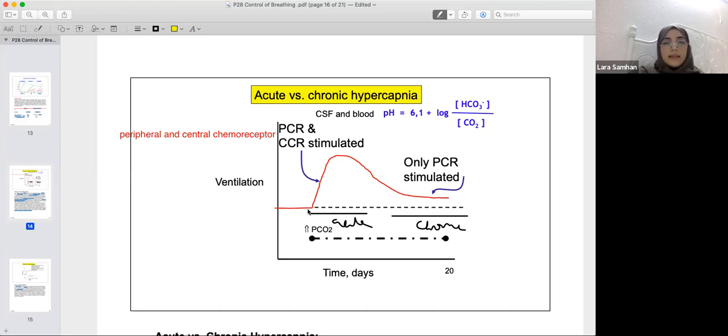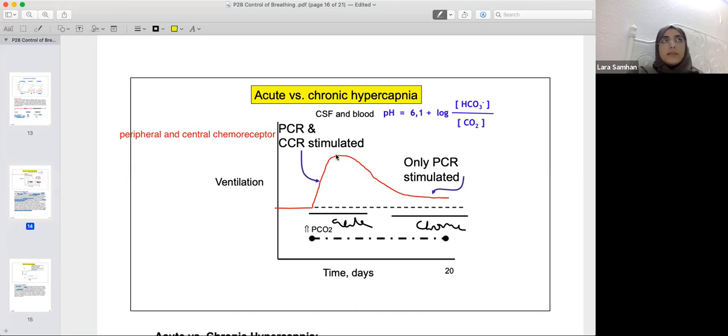So basically, somebody is breathing normally. Suddenly, as we said, CO2 is going to increase. Oops, there's something wrong in the body. Acutely, we have the PCR and the CCR, the peripheral and the central chemoreceptor, which will sense this. Both of them will get stimulated. Yalla, please, let's start. Try as much as possible to hyperventilate, and all other compensatory mechanisms will be started. This graph basically shows how the hyperventilation will happen. So as we can see here, hyperventilation is going to happen.